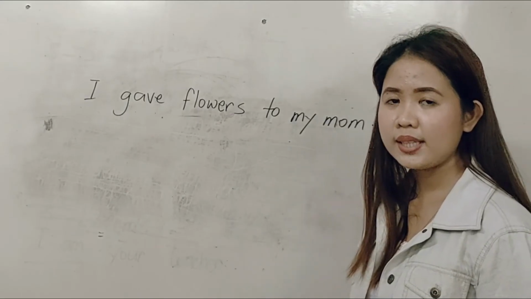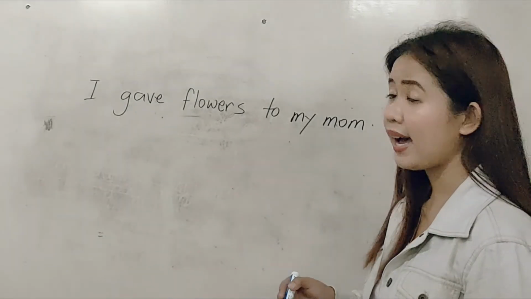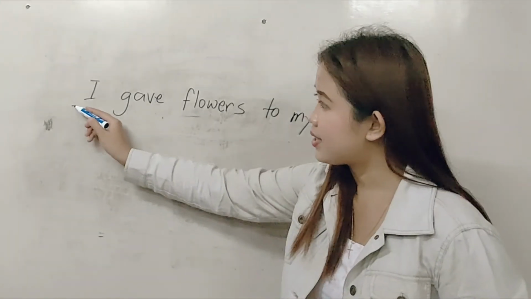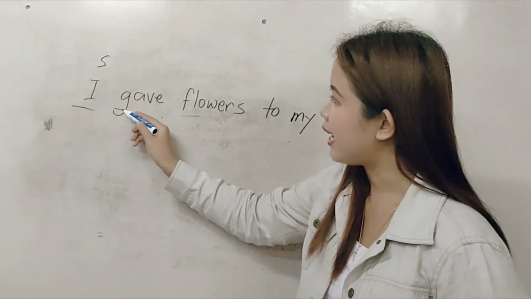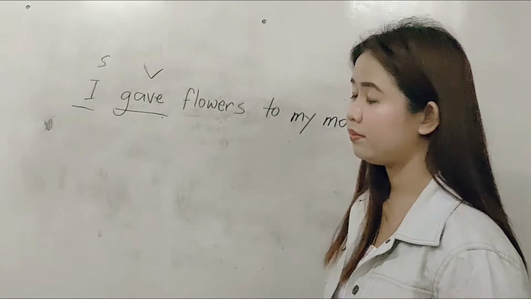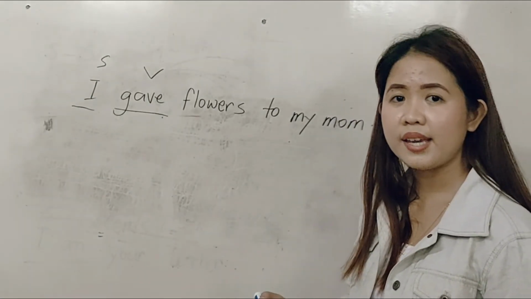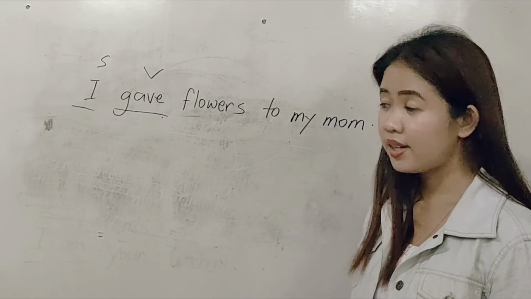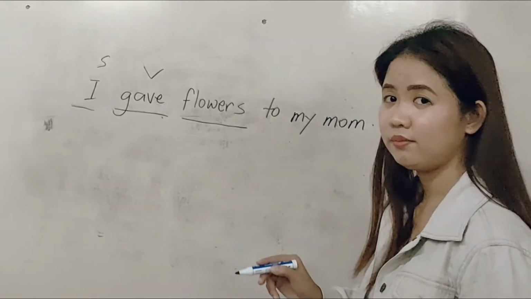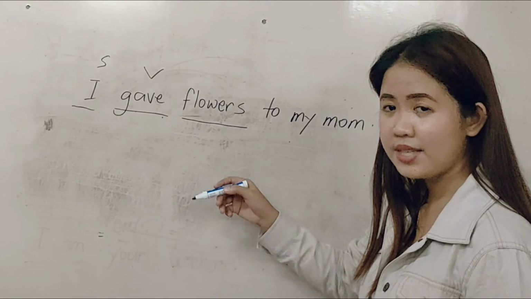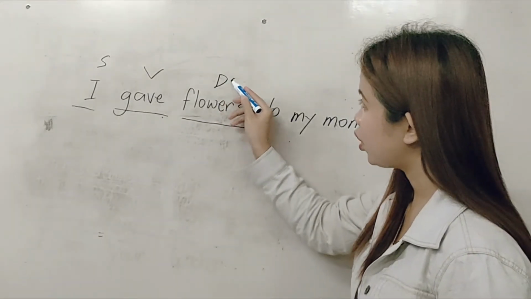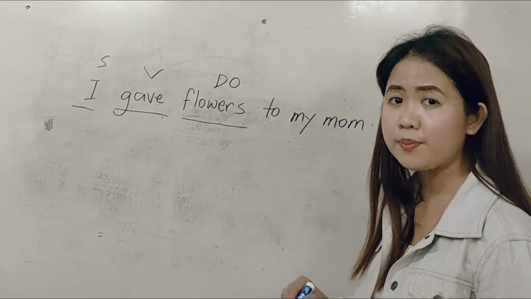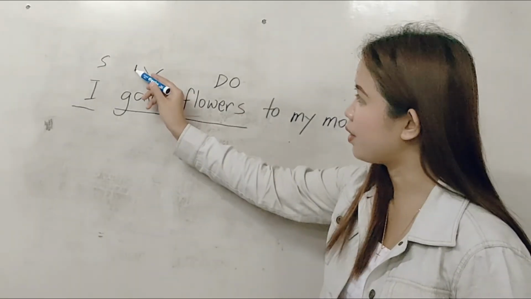Now let's try to analyze this sentence. I gave flowers to my mom. I is the subject. Gave is the verb. I gave what? Ano ang ibinigay ko? The answer is flowers. And this is considered as a direct object. Kapag may direct object, the verb will be a transitive verb.